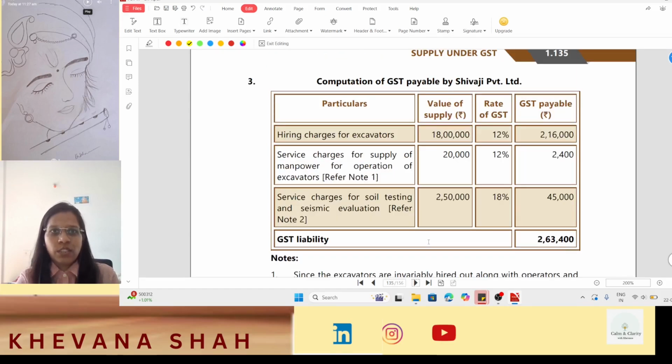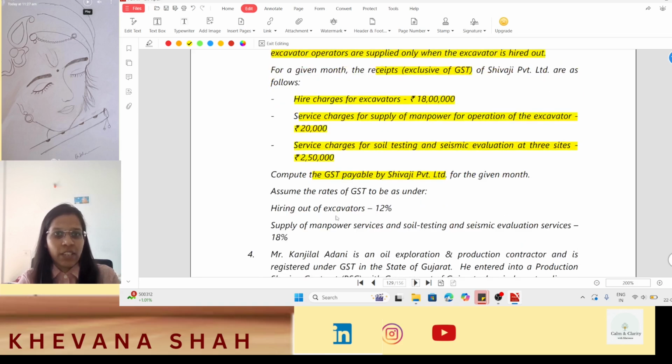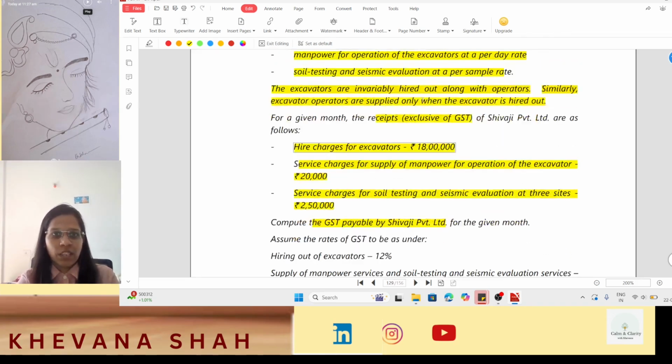Okay. So see, we are given hiring charges for the excavators and the value of supply is 18 lakh. Applicable rate is 12%, which comes out to be 2 lakh 16,000. Now why is the rate 12%? Okay. See, they have given 12% for hiring out of excavators, and hiring charges we are given 18 lakhs. So that is very simple and it's done.